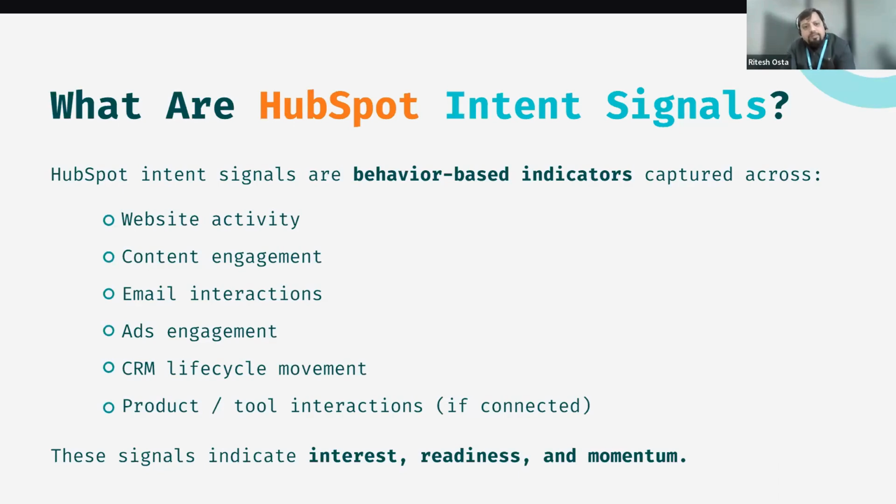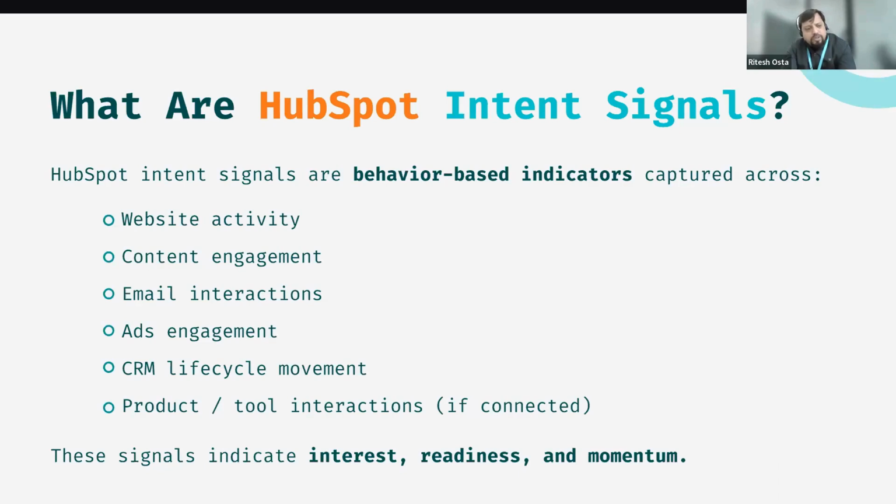Okay. So coming back to the topic, what are the intent and behavioral indicators that we can capture with HubSpot? We can capture website activity. That means if somebody visits a website, and even if that person or company does not fill up the form, still we are able to figure out from which company these people are coming from at least 50 to 60% of the time. So website engagement activity can be captured via HubSpot.